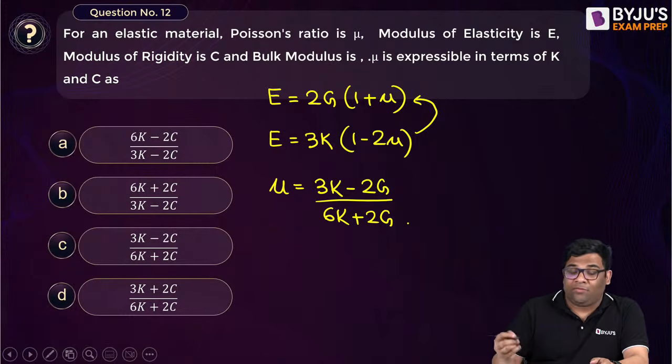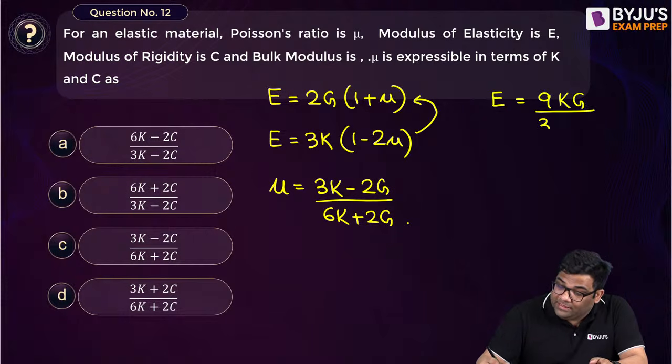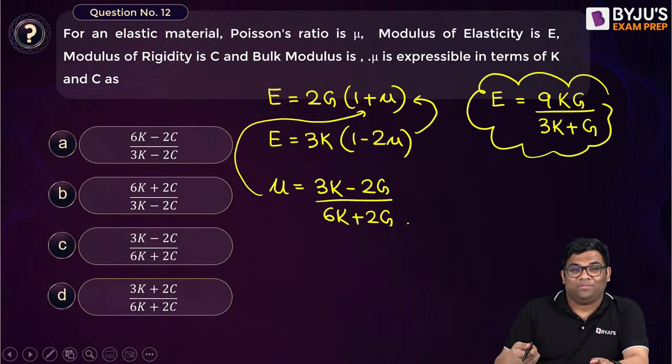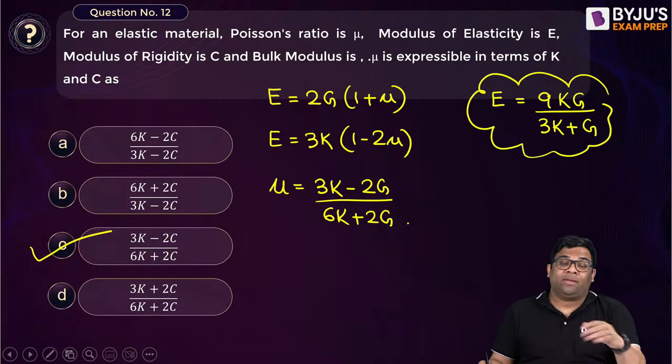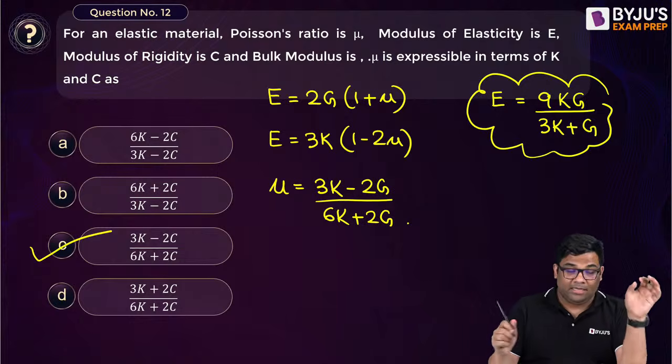And another formula we get: E is equal to 9KG by (3K plus G). If you put this mu here, you will get this relationship. So these 4 relationships between the elastic constants you should remember. Sometimes they ask you directly in the answer. They might frame a question like this, or they might ask you the formula directly in the examination.